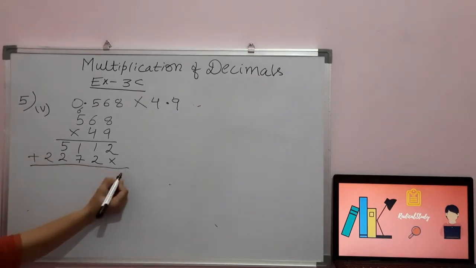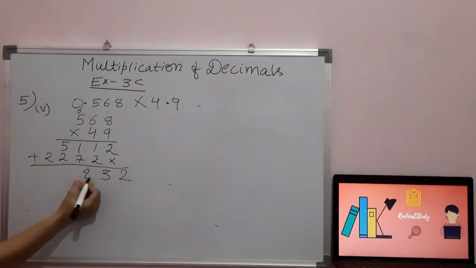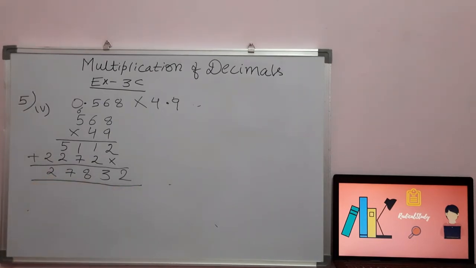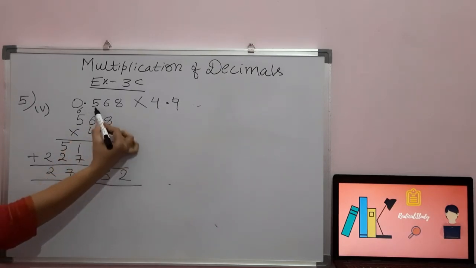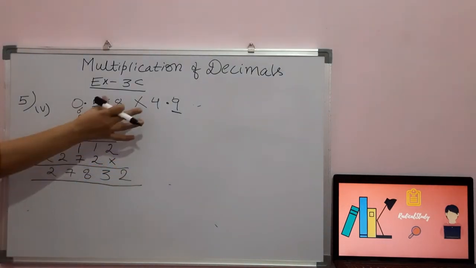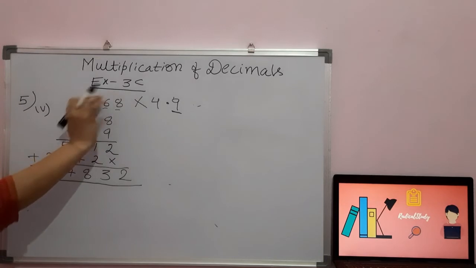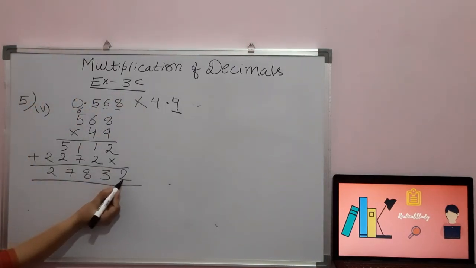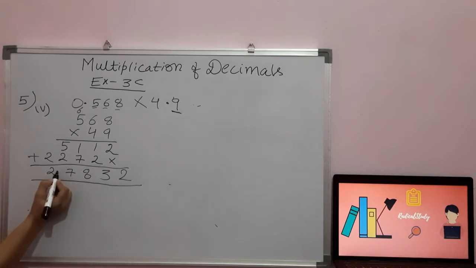Now I am going to add: 2 3 8 7 2. This is the answer. Now this first step is over. What is the second step? Count the number of decimal places. 1 2 3 4. How many decimal places are there in these two numbers in total? दोनों को add कर देना है. So there are 4 decimal places. So 1 2 3 4. So here it will be the decimal point.